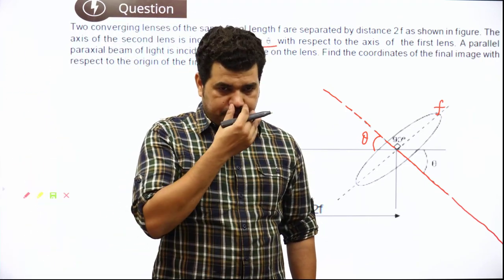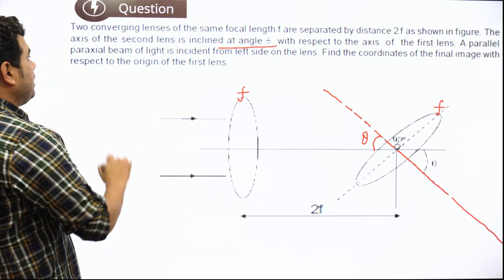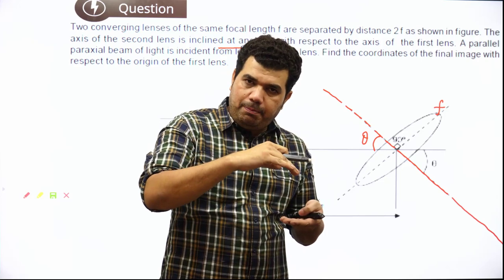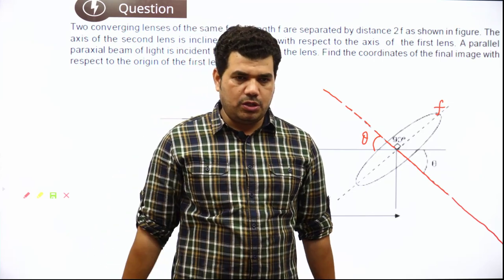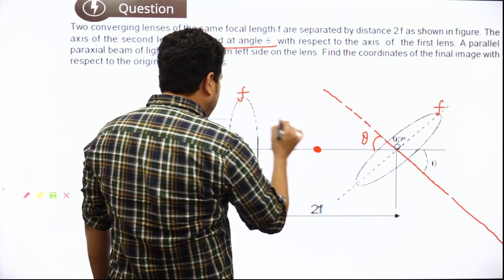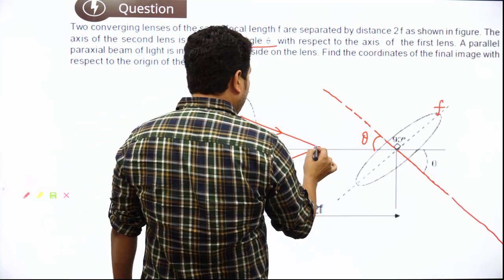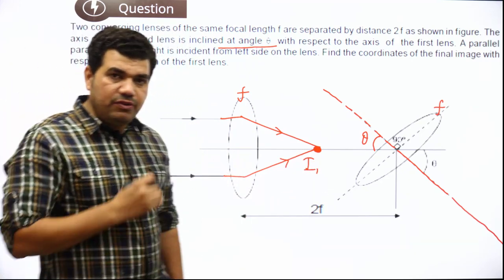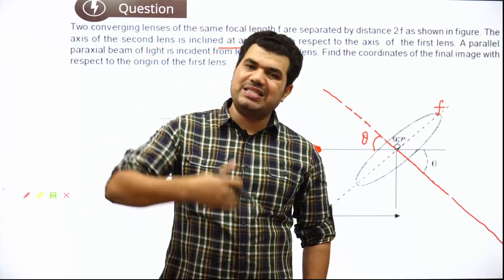Got it? Now see here, with respect to the axis of the first lens, a parallel beam. If any parallel beam strikes the lens, then what will happen? They will intersect or focus at a particular point, which is known as the focus. And you see here, this is the first image formed by these rays. Let's call this image I1.